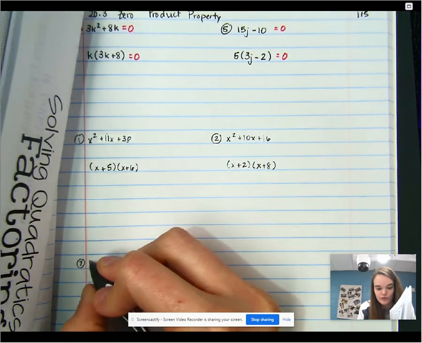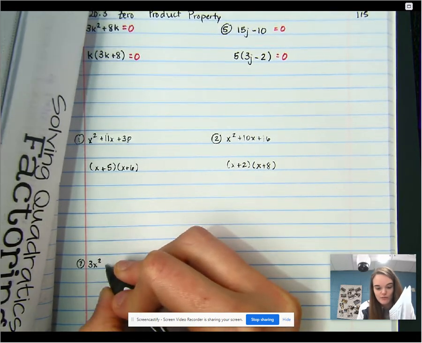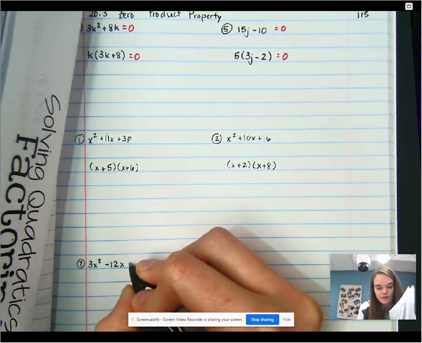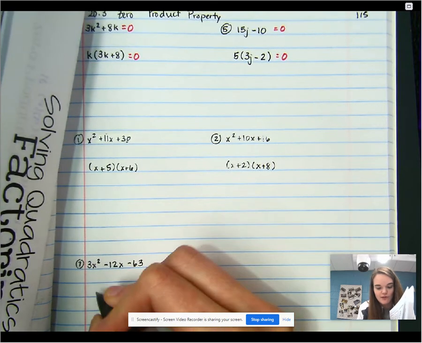Number 7 was 3x squared minus 12x minus 63, and we went ahead and factored it as 3 times x plus 3 times x minus 7. And number 8, 8x squared minus 30x minus 8. And again, we saved ourselves some time. We've already factored it. Now we're just going to go back and solve it, okay?